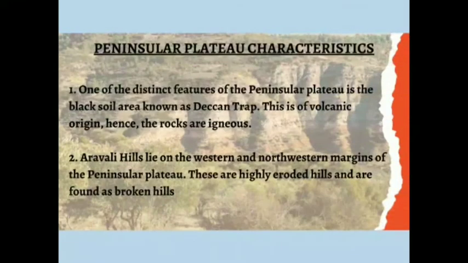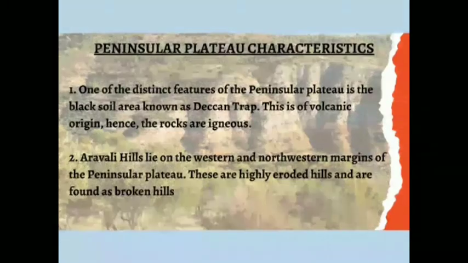Now we are going to see, broadly speaking, the characteristics of the Peninsular Plateau. One very important distinct feature of the Peninsular Plateau is black soil. The whole Peninsular Plateau is made up of black soil. This black soil has originated from volcanic eruption. Due to volcanic origin, the rocks are igneous, and these igneous rocks have given rise to black soil everywhere in the Peninsular Plateau. This is the important characteristic of the Peninsular Plateau.